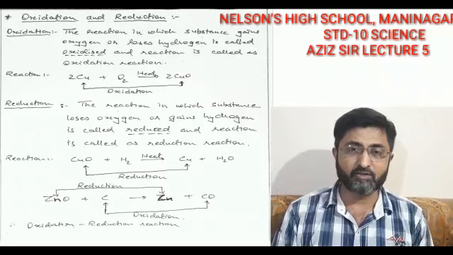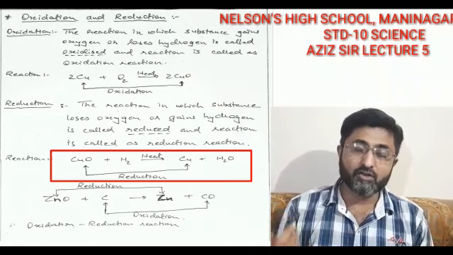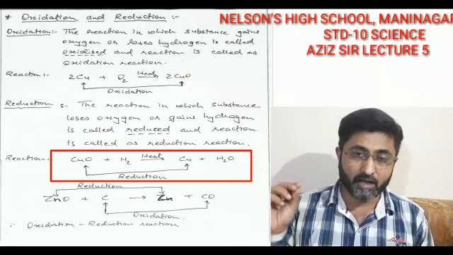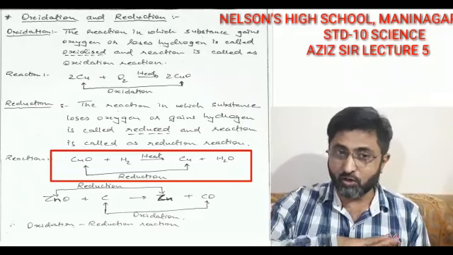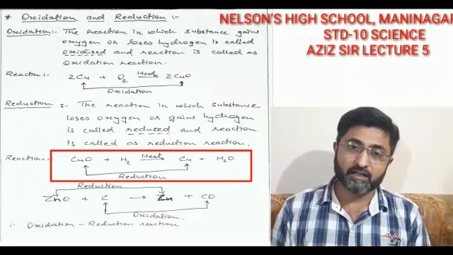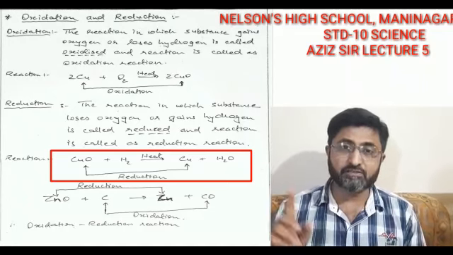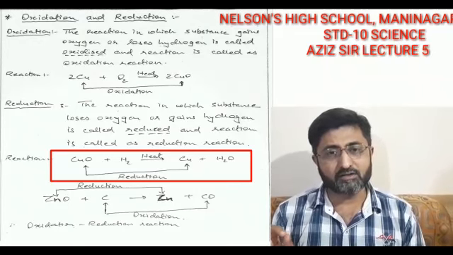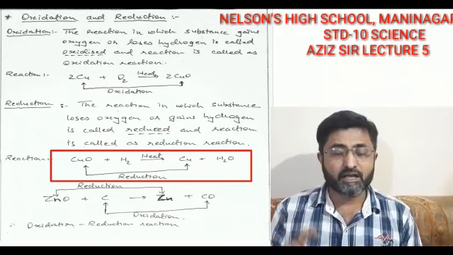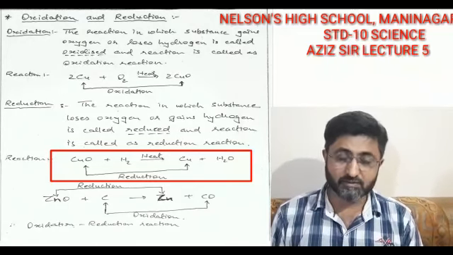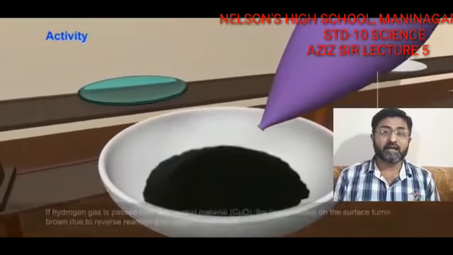As you see in this particular reaction, it's a reverse reaction to the above one. Copper oxide, when hydrogen gas is passed over heated copper oxide, the oxygen is lost from the copper side and the hydrogen is gaining oxygen. So basically the oxygen is lost from the copper. As the copper is losing oxygen, we say that the copper is reduced, and the reaction is called a reduction reaction.